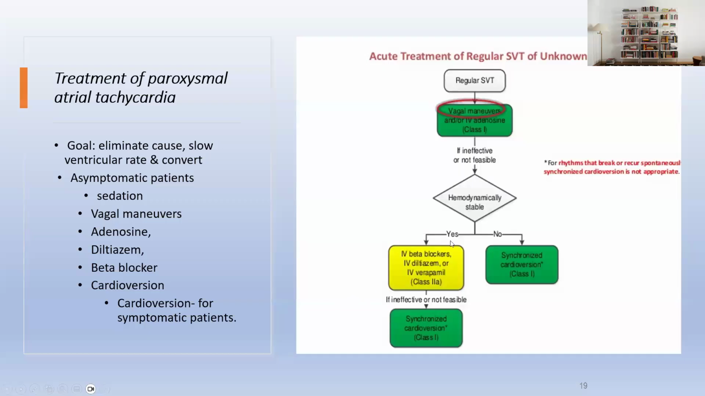Okay, so we can do vagal maneuvers first, and if they're not effective and the patient is now deteriorating, what we could do, if we have time, is give drugs: adenosine, diltiazem, beta blocker. If nothing else works, or if the patient is unstable, then that means we need to act fast, and therefore we would cardiovert. So I promise you that we will be discussing what cardioversion is. And so let's go ahead and do that.